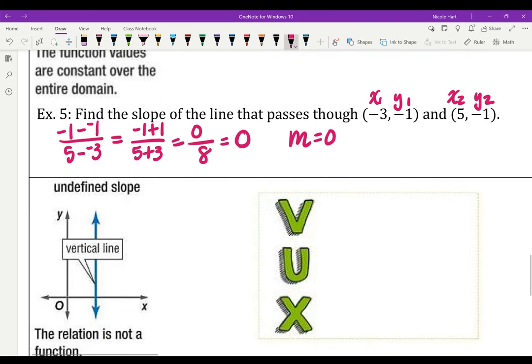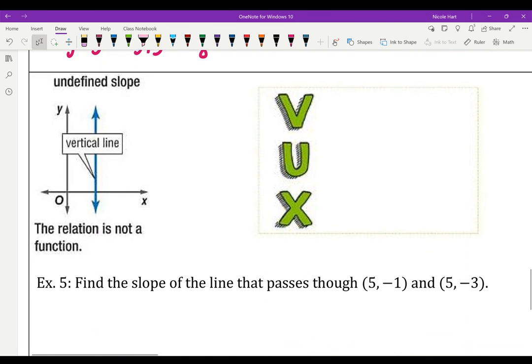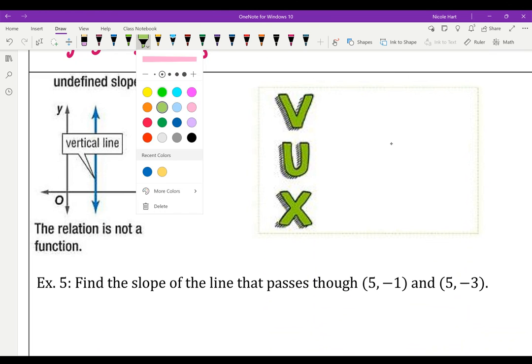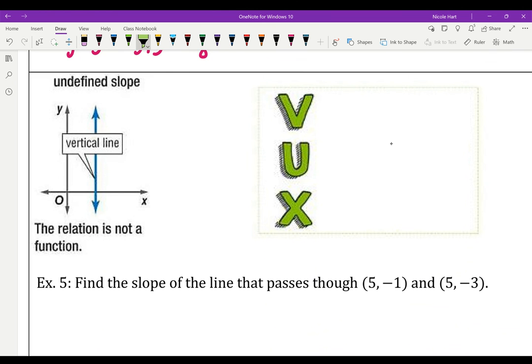Our last type of slope that we will see is called the undefined slope. And the undefined slope happens when we have a vertical line. We just talked about horizontal lines, and these are about vertical lines. Vertical lines go up and down. So you could have one that goes here or one over here. And so those are vertical lines.